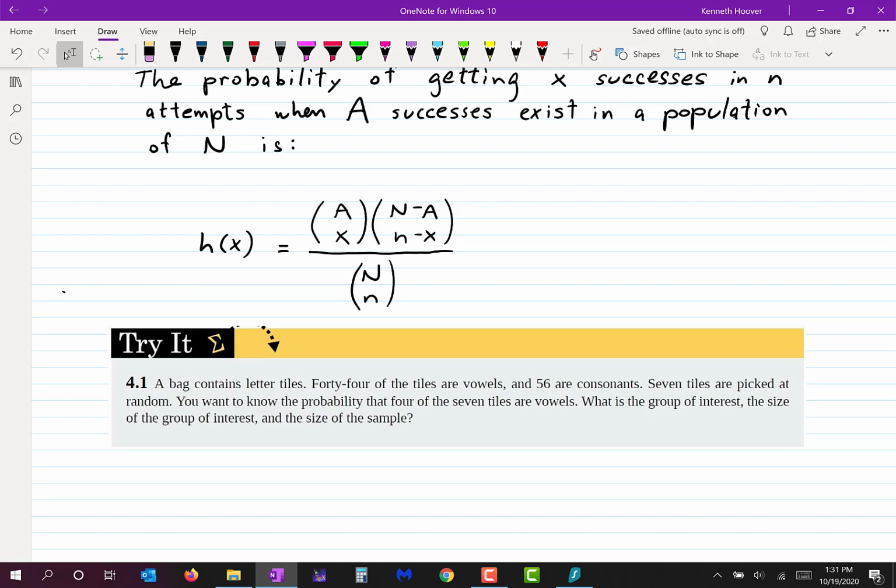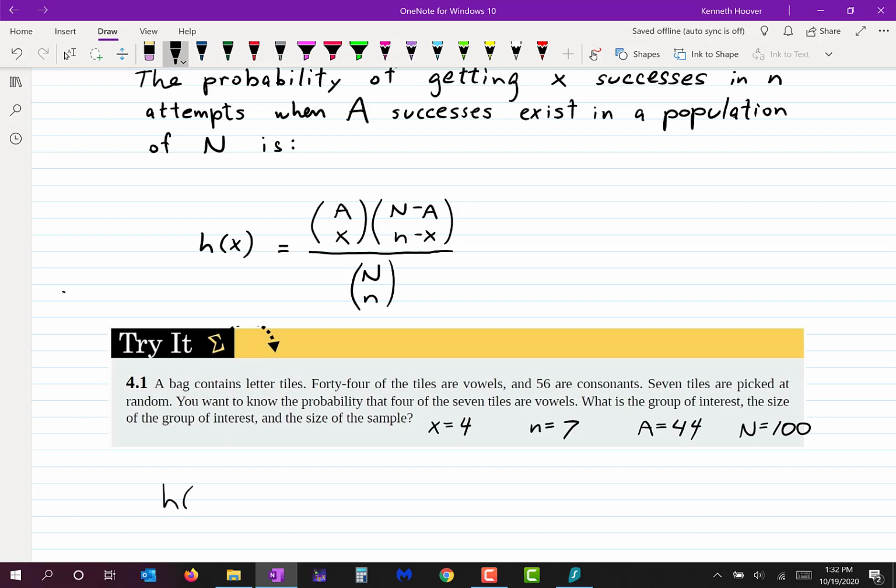It says what is the group of interest, the size of the group of interest, and the size of the sample. Okay, so the group of interest is the vowels, right? And the size of that is 44. The size of the sample is 7. But I think it'll be better if we just write this in terms of the same letters we used before. Let's write X, little n, capital A, capital N. Okay? So it says 7 tiles are picked at random. Well, there's the 7 then, is little n. You want to know the probability that 4 are vowels, so X is 4. Capital A is the total number of vowels, which would be 44. And capital N is the total number of tiles, as we said earlier, that must be 100.